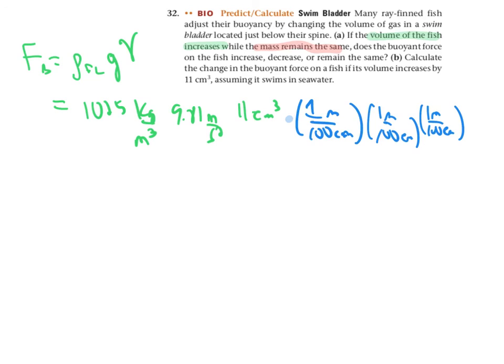And so we end up with an increase of 0.1106 newtons. Then we see that we have only, sadly, 2 sig figs, so this becomes an increase of 0.11 newtons.